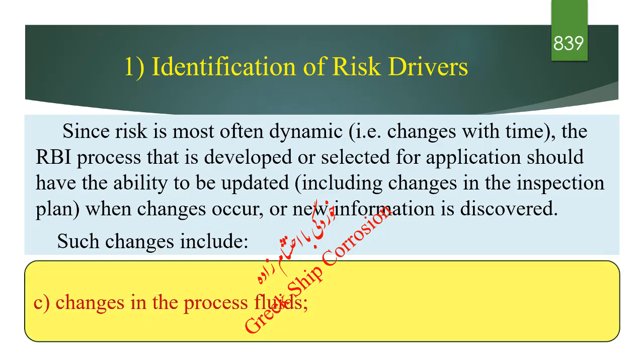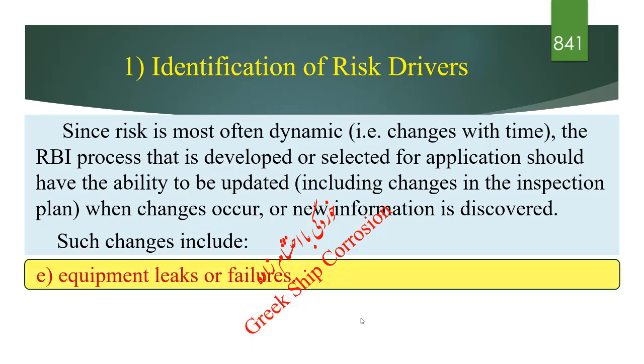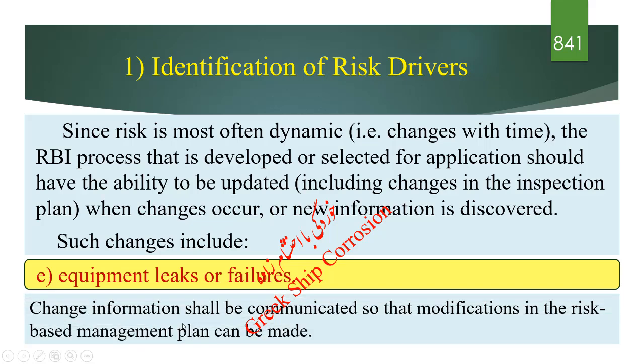C. Changes in the process fluids. D. Changes in process equipment, including additions. And E. Equipment leaks or failures. Change information shall be communicated so that modifications in the risk-based management plan can be made.